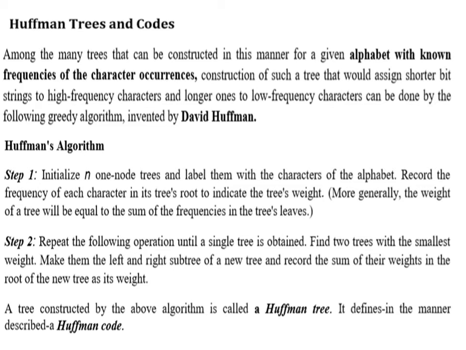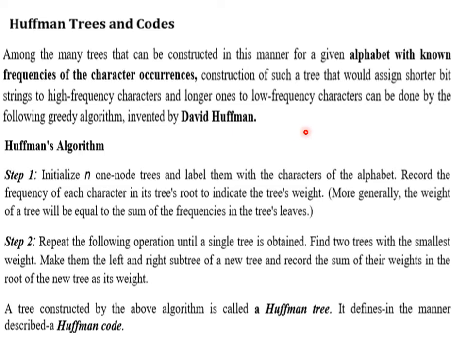So we will see Huffman trees and codes, how Huffman proposed the encoding, that is, a code word for each character in a text. Among the many trees that can be constructed in this manner for a given alphabet with known frequencies of character occurrences, the construction of a tree that would assign shorter bit strings to high frequency characters and longer ones to low frequency characters can be done by the following greedy algorithm invented by David Huffman.